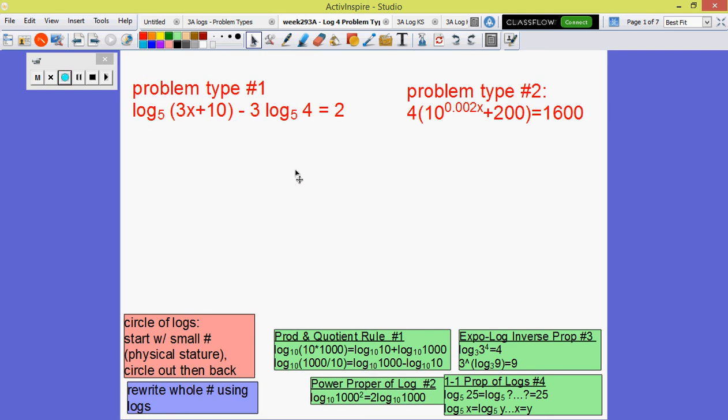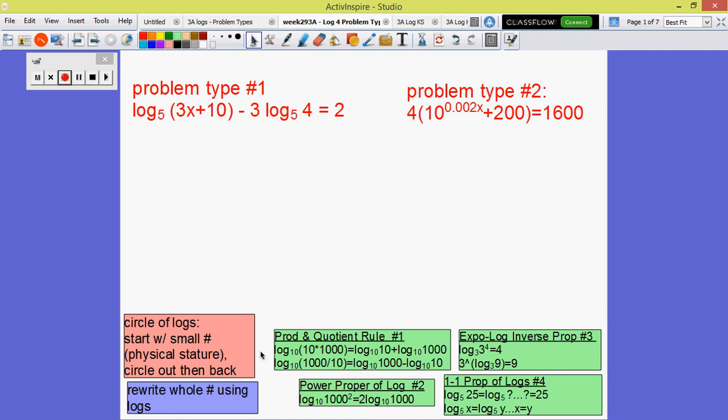Now before break I said that we basically have four problem types when it comes to solving logs. I think what I said before, and this rings true, is that 95% of log problems that you solve are going to fall within these four problem types. We're going to go over problem type 1 and 2. I might have done this already with you, but I just want to play it safe.